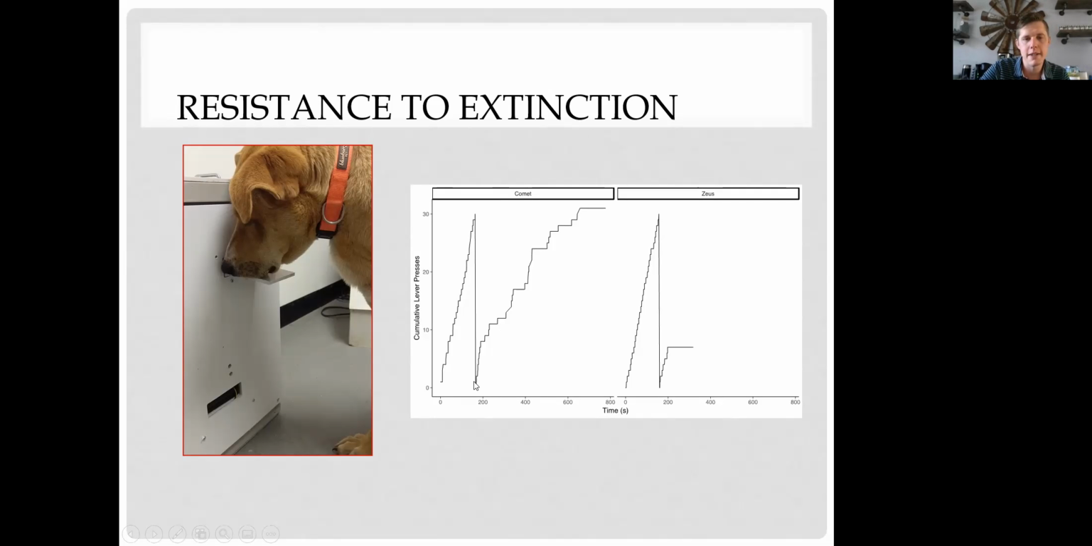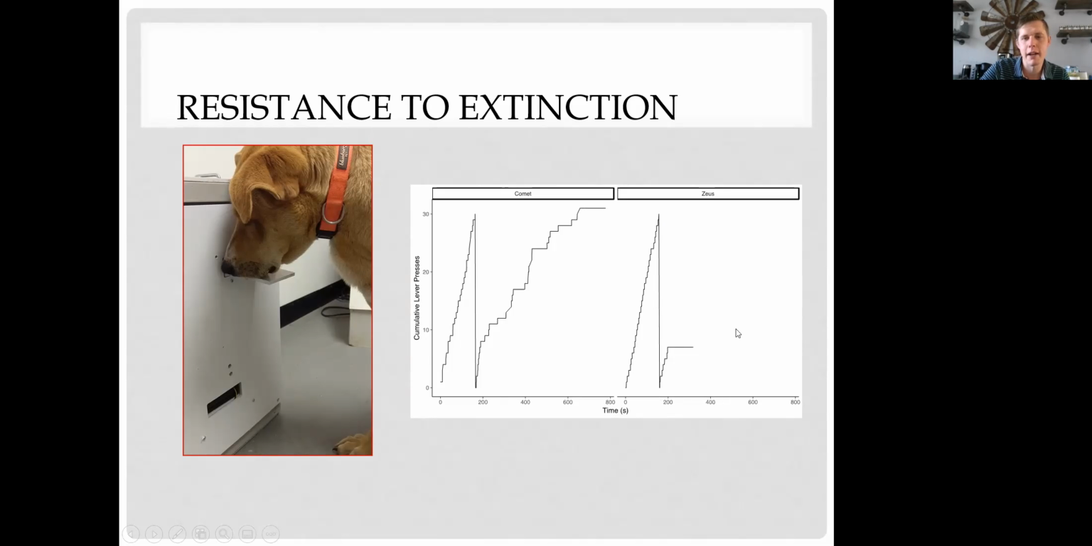We then put Comet under extinction, and you can see that Comet makes lots and lots and lots of responses under extinction and continues going for a long period of time. Whereas Zeus, a comparison animal, shows a very similar acquisition pattern, super strong in responding. Then we put them under extinction. They recognize that extinction is occurring much, much faster, and then stop responding.